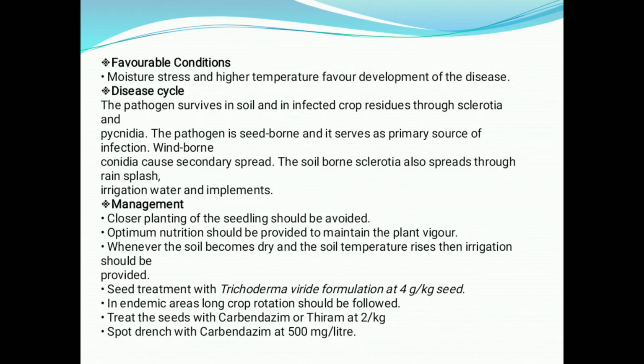Management: closer planting of seedlings should be avoided. Optimum nutrition should be provided to maintain plant vigor. Whenever the soil becomes dry and the soil temperature rises, irrigation should be provided. Seed treatment with Trichoderma viride at the rate of 4 gram per kg of seed. In endemic areas, long crop rotation should be followed. Treat the seed with carbendazim or thiram at 3 to 4 gram per kg seed. Spot drenching with carbendazim at 50 milligram per liter.